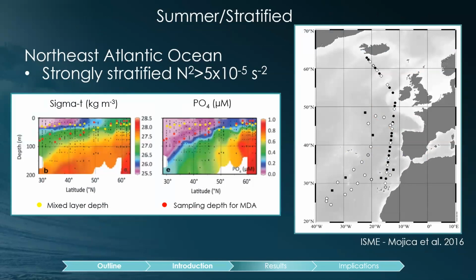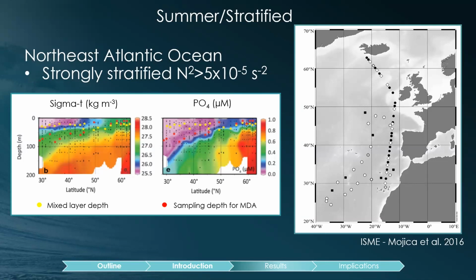So first I want to start off with data from two cruises in the North Atlantic, where the MDA was applied along a meridional transit in the North Atlantic, and then later within the Atlantic subtropical gyre. The map on the right shows, in white, all the stations where this experiment was conducted.